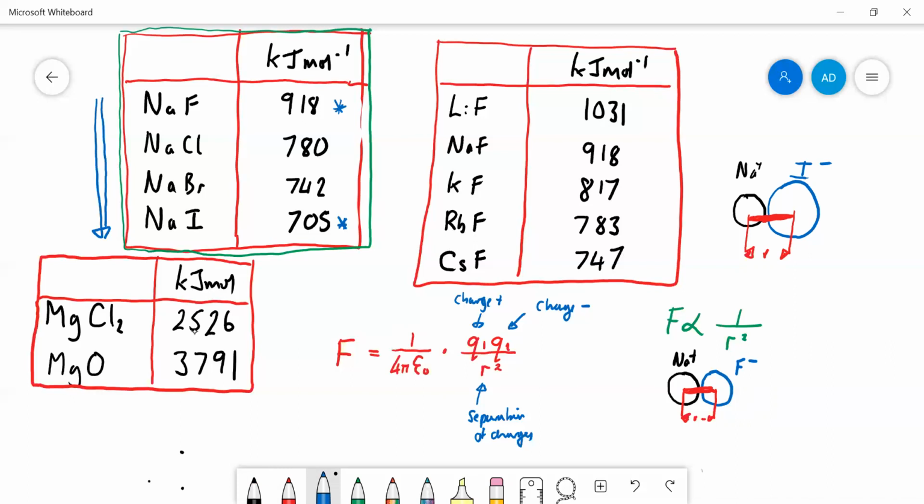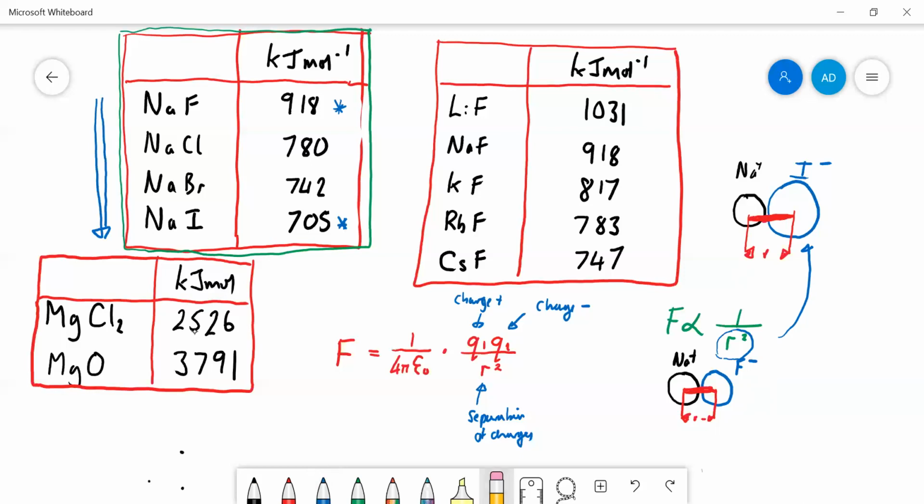So that is why the lattice enthalpy of sodium fluoride is bigger than that of sodium iodide. And because it's 1 over R squared, not just 1 over R, it makes quite a lot of difference. Having the ion just a little bit bigger, because you square it, makes a difference. This bigger value of R squared makes the force of attraction between the two ions weaker, and that means you're going to have to put less energy in to separate the ions, to separate the lattice.